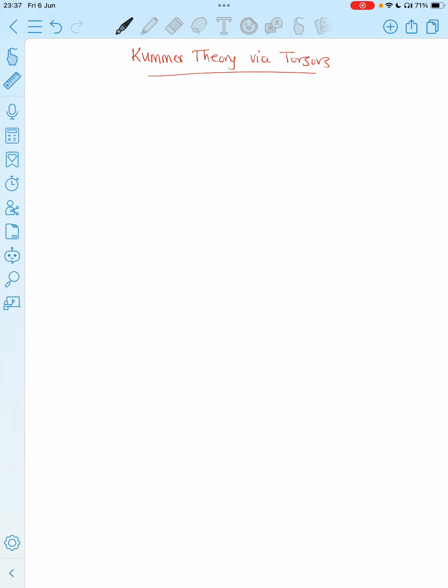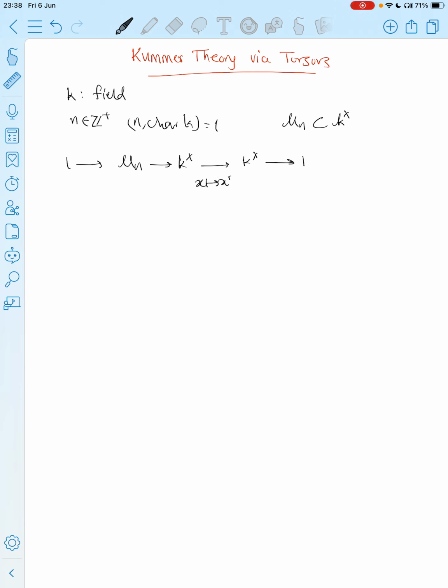So recall that if you start with a field k and a positive integer n that is coprime to the characteristic of the field, and moreover you may assume that the nth roots of unity, the group of units, are inside K star. In that case, you have this short exact sequence of groups. So this is like raising to the power n, and this is a short exact sequence.